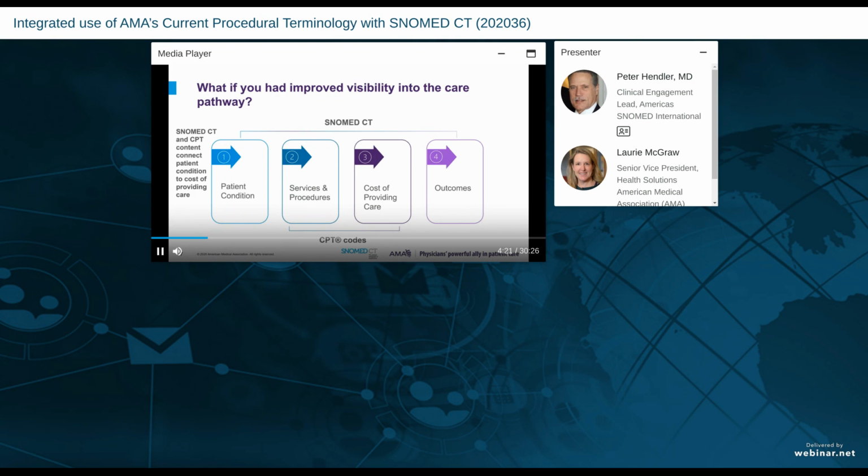SNOMED CT is the global leader in clinical terminology. It captures both the diagnosis, the outcomes, and procedures used. CPT is the leading procedural and billing terminology and captures the procedures used to treat the diagnosis and the resources required for that treatment. When used together, CPT and SNOMED CT deliver a complete view into healthcare costs. They enable you to make evidence-based decisions, avoid waste, and predict the cost of providing care to your patients.